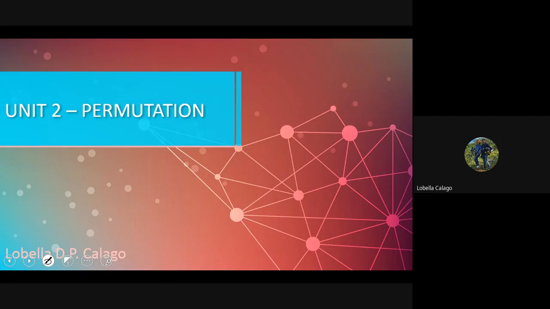The problem set for the final exam, the problem set for the portfolio, as well as your activities for the permutation. Okay. So permutations, no, we're done with the previous topic, which is the cyclic. Okay. So, permutations na po tayo.